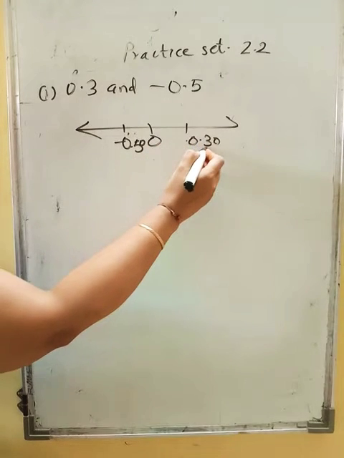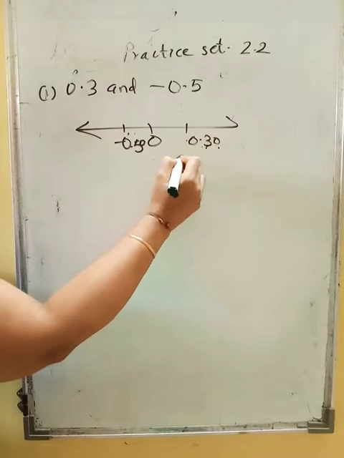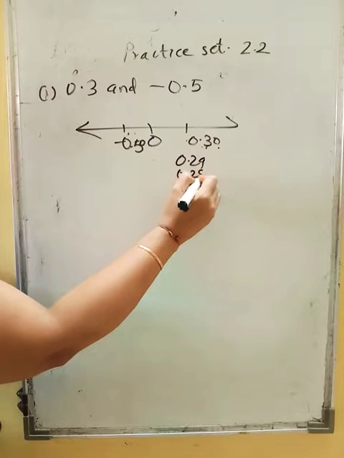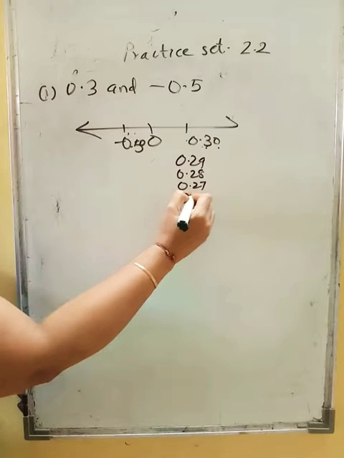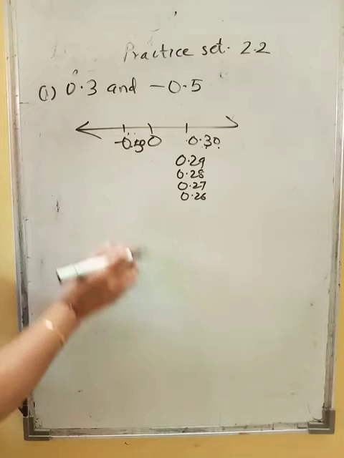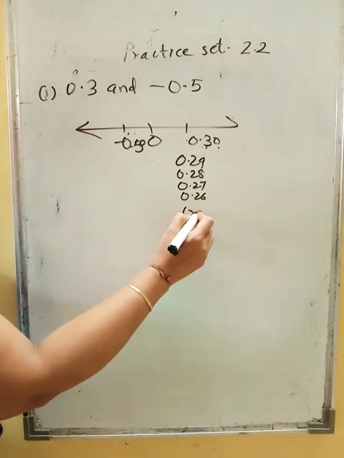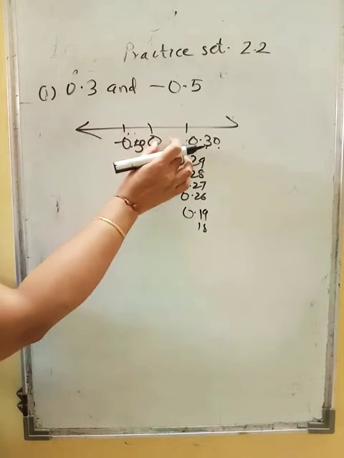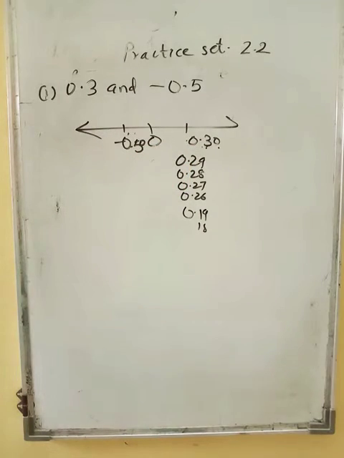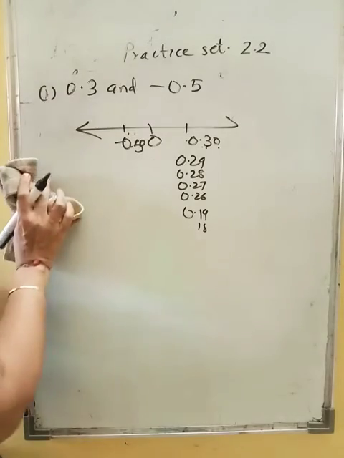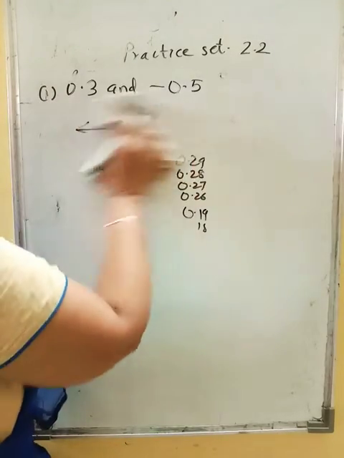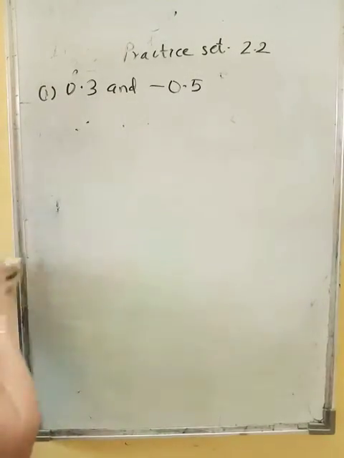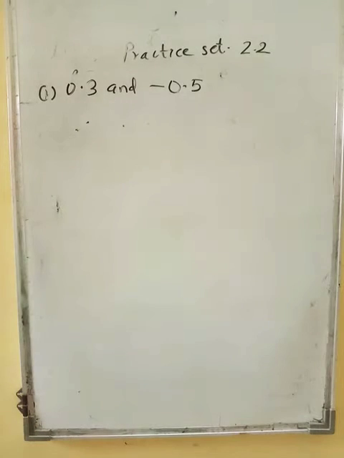Now children, with 0.30, there are 0.29, 0.28, 0.27, 0.26, so on, so many numbers. Then you can have 0.19, 0.18, all these numbers will be coming here, correct? So you can write down any numbers between them. Just visualization is required, and if there are decimal points, just add 0 and then you can get n number of numbers in between.